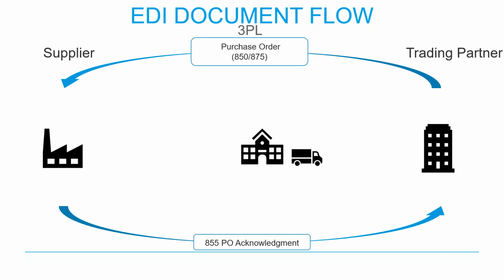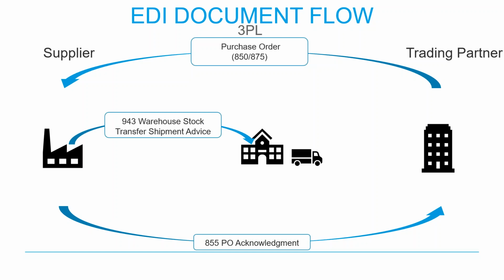If stock needs to be moved between a warehouse, a 943 warehouse stock transfer shipment advice is sent to the warehouse with instructions on what is heading their way. Once received, the warehouse sends back a 944 warehouse stock transfer receipt to acknowledge receipt of the stock.